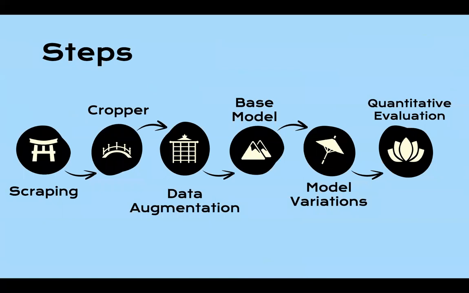First, we started by scraping the data, as we did not have the dataset. Then we had to crop it to the faces of the anime itself. Then we had to do a lot of data augmentation because the dataset was not sufficient for the GAN model. Then we had to work with the base model and do some variations on it, and then do some quantitative evaluation. We'll discuss each of that.